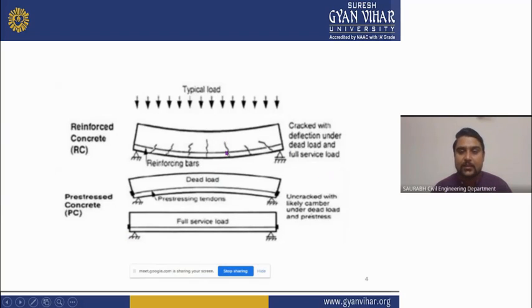And this is your pre-stressed beam, and this is your RCC beam. As you can see, on the same load, what is happening in the RCC beam? Sorry, in the pre-stressed beam there are no cracks, but in the RCC beam you will see there are cracks.